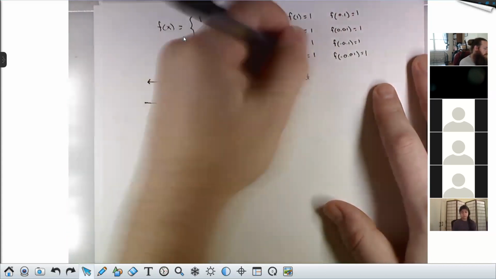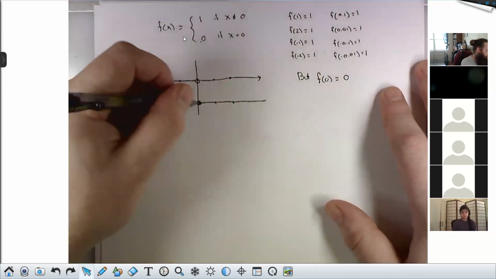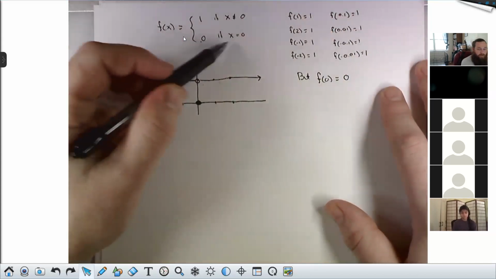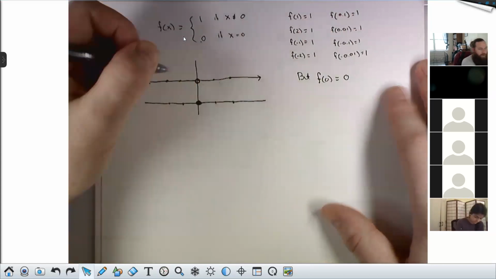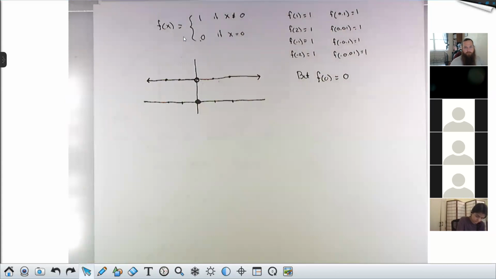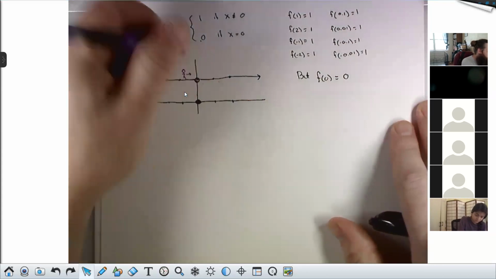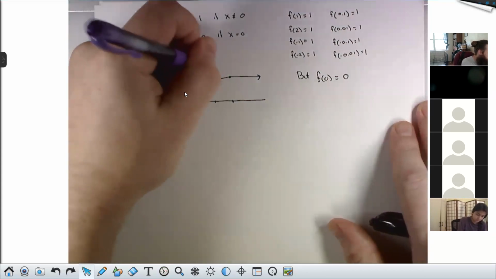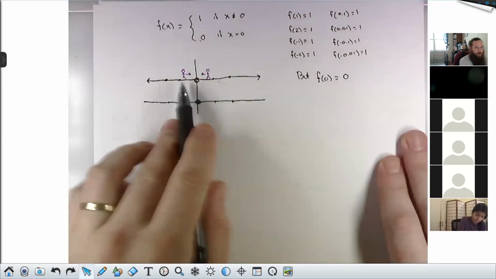But f of 0 itself is 0, right? Because that's the way the function is defined. So in other words, this is a function whose graph has a hole at one point here, right at 0. Everywhere else, the function is defined to be 1. So this is another case where if you were to look at the limit, as I sneak up on 0 from the left or sneak up on 0 from the right, in both cases, my y values are always 1.